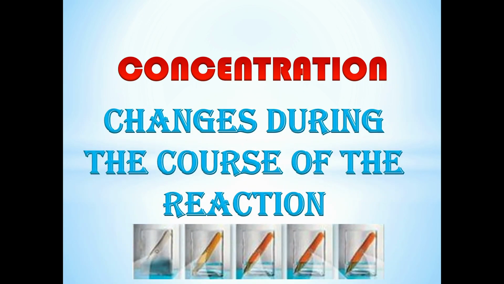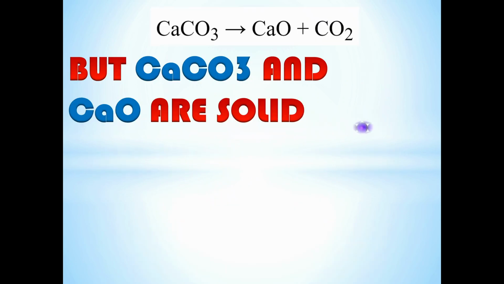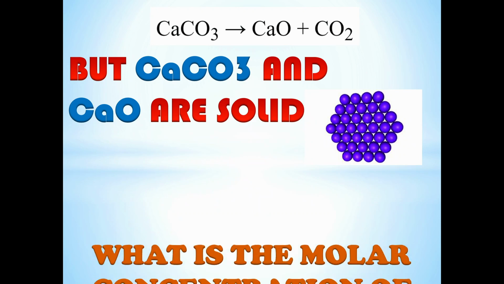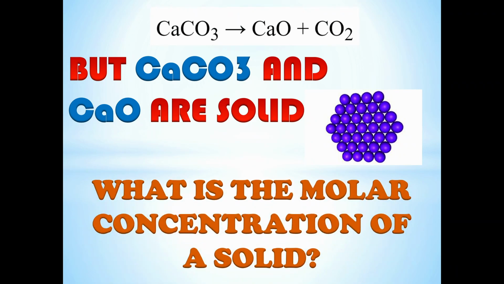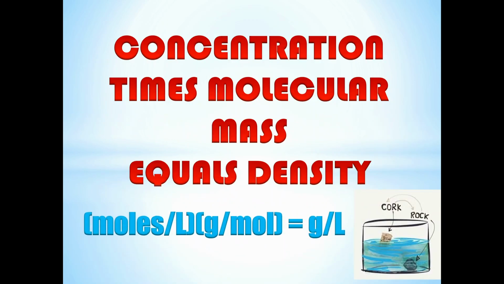Well, for any reaction where we're going from reactants to products, the concentration is changing during the course of the reaction. How does the concentration of a solid change during the course of a reaction? Well, it turns out it doesn't. What would the molar concentration of a solid be? How many moles per liter are there of a solid? Well, we know two things about solids. We know their density and we know their molar masses. So concentration times molar mass would equal a density.